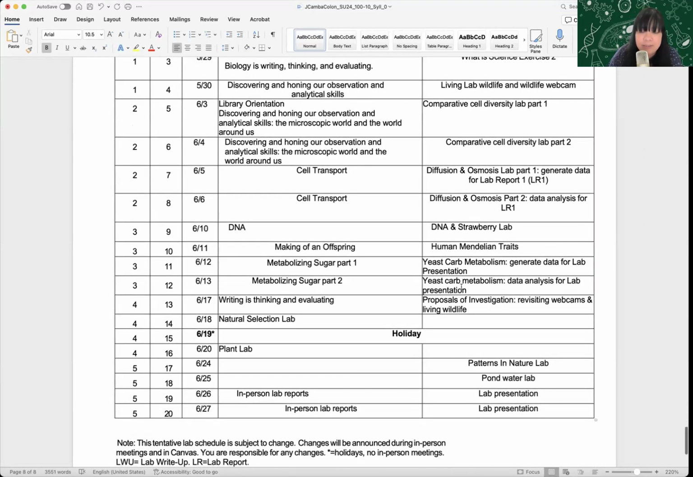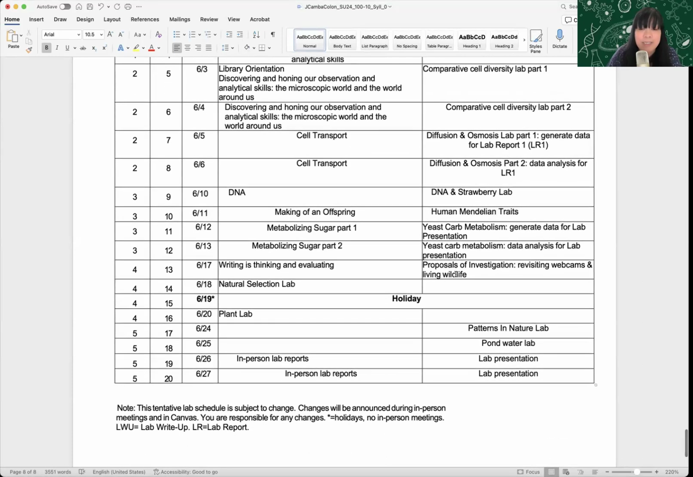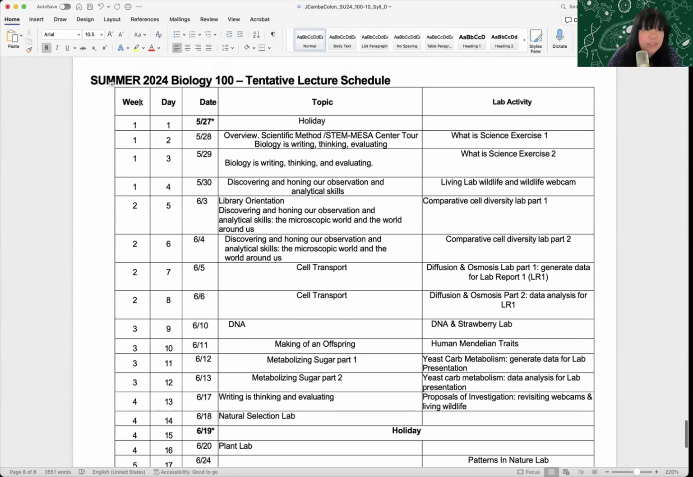Okay. And we're going to do an experiment on yeast carb metabolism. This is really fun. It's really a cool experiment. And you can think about how you can apply this in real life. Okay, so again, this will give you the week, the day, the date, the topics, and the lab activity.